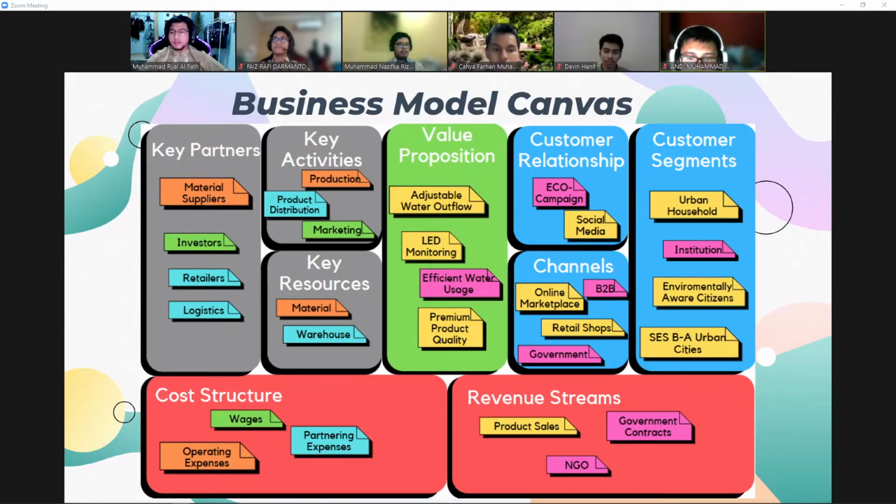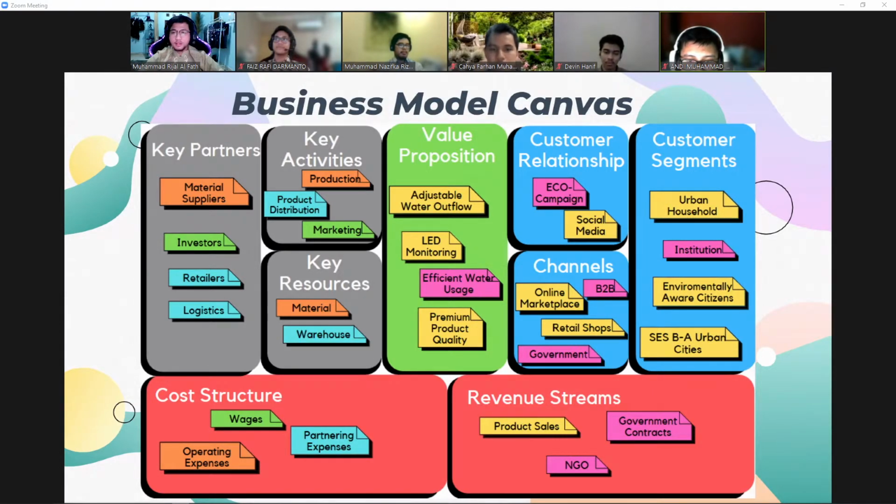The key partners, starting from investors, are our partners that will invest their money to fund our business. The materials suppliers that will supply our business with the necessary ingredients to create our products. The retailers that will sell our goods, with the goal of earning profit, and logistics that will transport our products and handle overseas distribution.